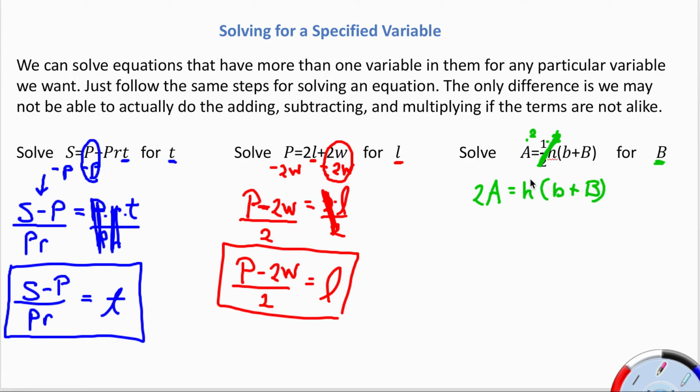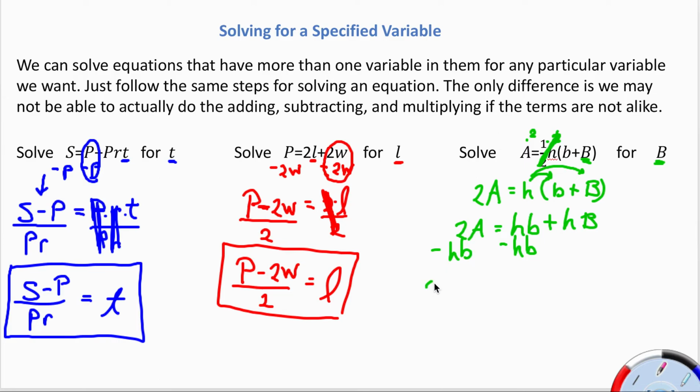Oh, I have parentheses now. So let's get rid of the parentheses. So 2a, distribute that h, we have h lowercase b plus h uppercase B. Don't forget what it is you're solving for. Okay, all my uppercase B's are on the same side. I don't have any over here. So undo what's being added or subtracted.